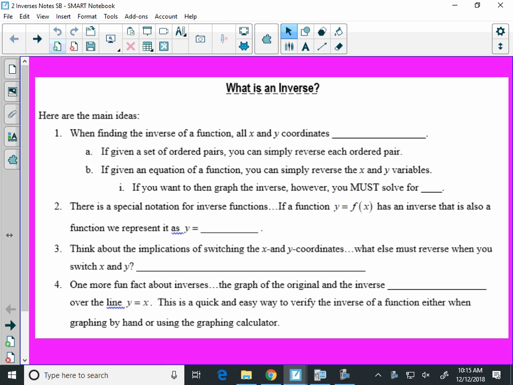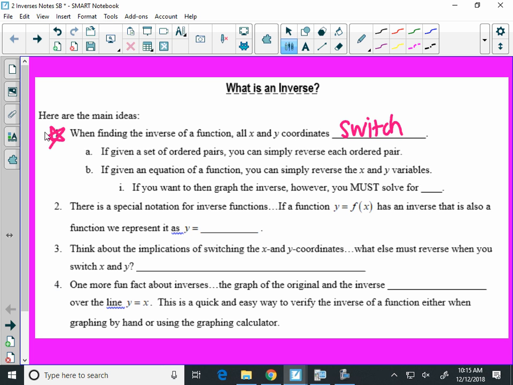When finding the inverse of functions, the biggest thing, the most important part of inverses, is that all the x and y values and coordinates are going to switch. We're going to look at what that means in a minute, but we're going to write it here so that we can use it for reference. The next blank says if you're given an equation, you're going to switch the x and y letters.